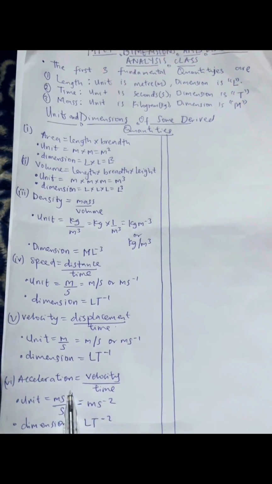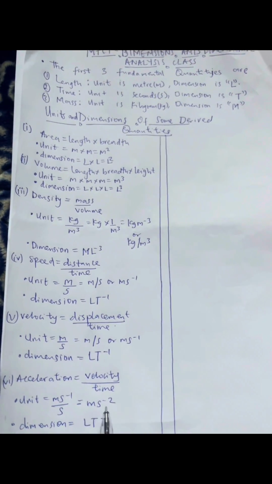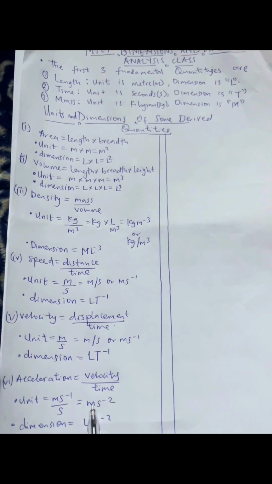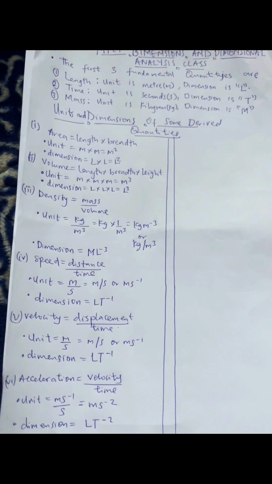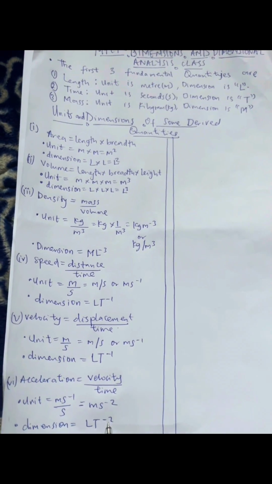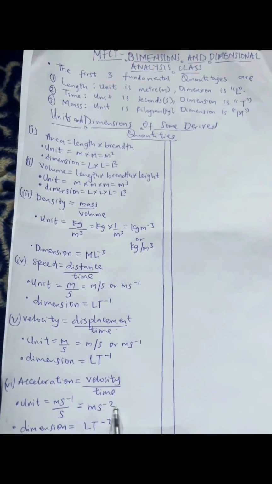If this second goes up, then this s to the power minus 1 is going to be meter per second raised to the power minus 2, meter per second square, and the dimension would also be L T raised to the power minus 2, since it is meter per second square.